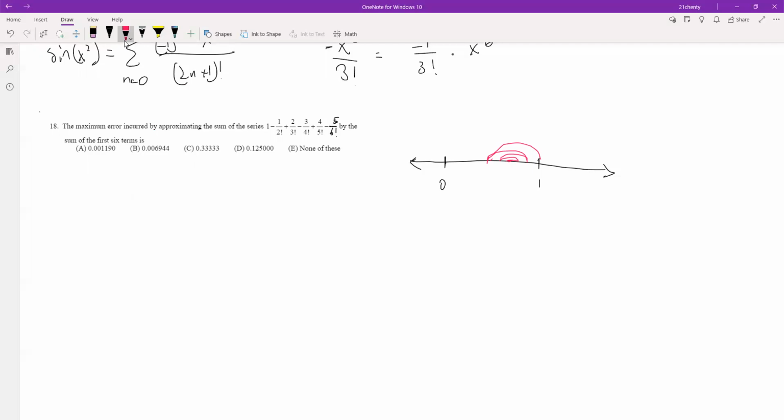And so we can see that the terms after a certain term are always going to be smaller than that term, which means the max error will just be the next term in the series. Hopefully that made sense. So we can just look at 6 over 7 factorial and get 0.00119, which is A.